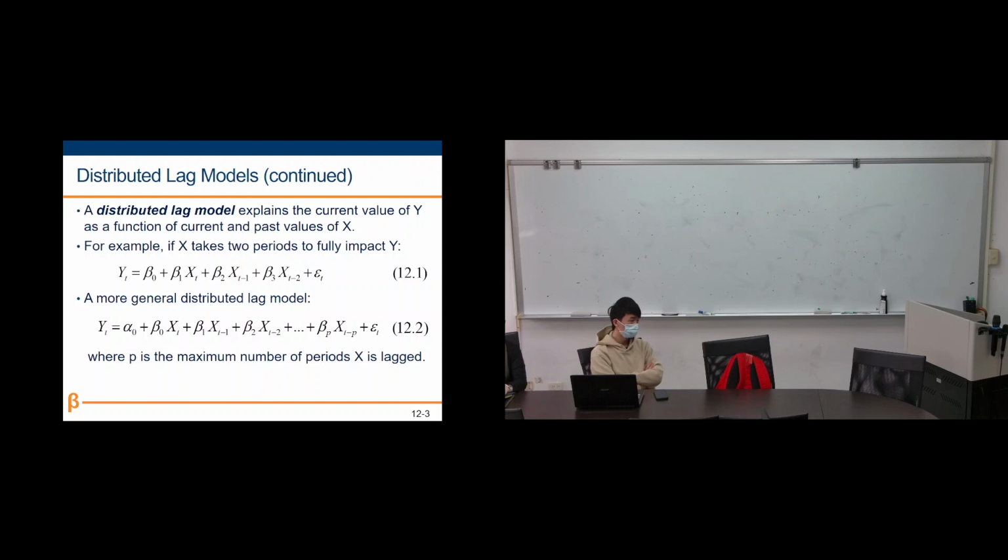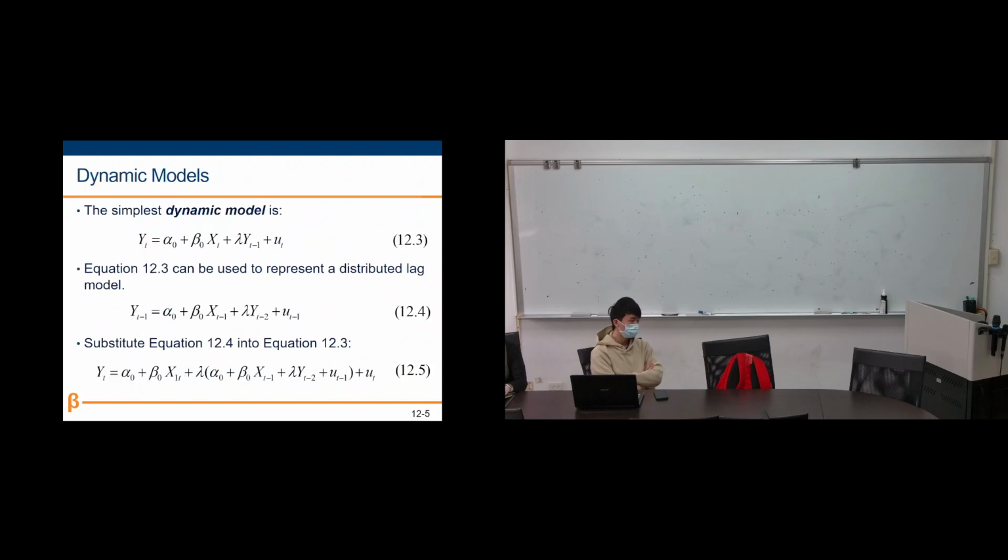Same as the dynamic model, the u t here is also white noise. Look at 12.4, which is one lag of previous periods of 12.3. So you should have no problem with this one and this one, right?